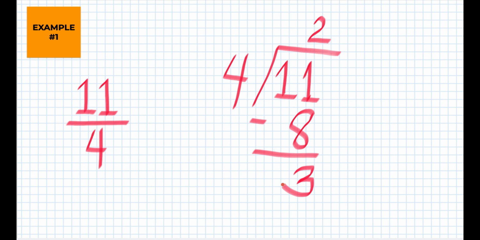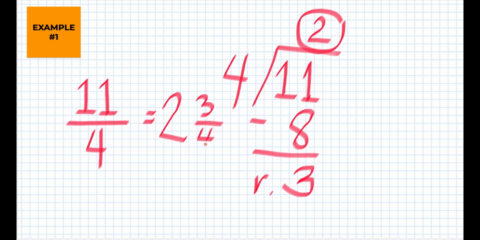So now we can change 11/4 into a mixed number by copying the quotient 2, that will be our whole number, and the remainder 3 will serve as our numerator, and simply copy the denominator, which is 4. So therefore we can say that 11/4 is equal to 2 and 3/4, and that is the mixed number. Okay, now let's have another example.